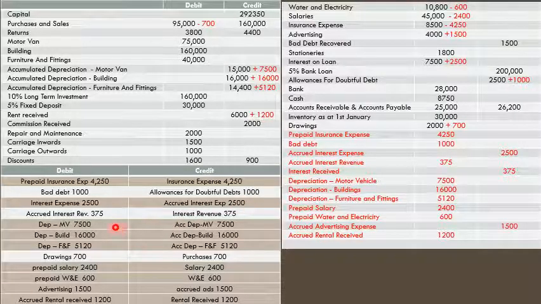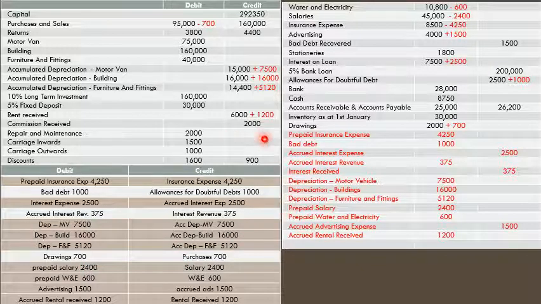Okay, seterusnya kita record semua yang berkaitan dengan depreciation kita. So debit depreciation, debit. So saya buka semua. Kemudian saya kreditkan dekat account accumulated depreciation. Tengok saya kredit. Saya tambahkan ketiga-tiga sekali. Seterusnya adalah debit drawing, credit purchases RM700.